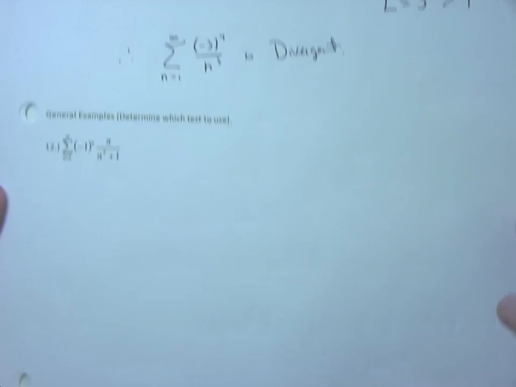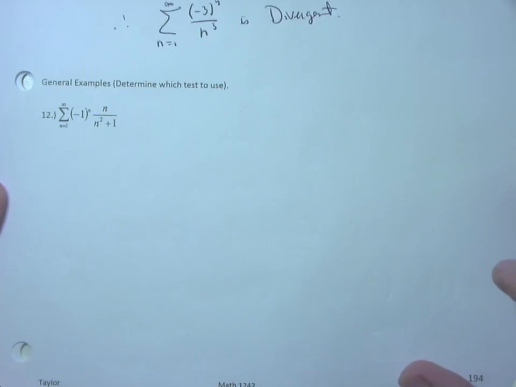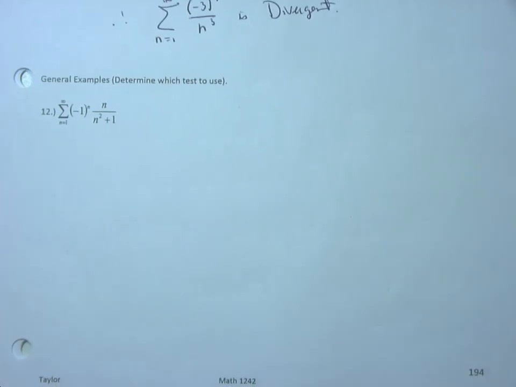So, some general examples right here. Now, understand, here is my question. And this is going to be the question on the test. I could give you a couple of different kinds of questions here, but this is the one I'm going to give you. Here's a series. Is it converging, diverging, and state why? What test would you use?